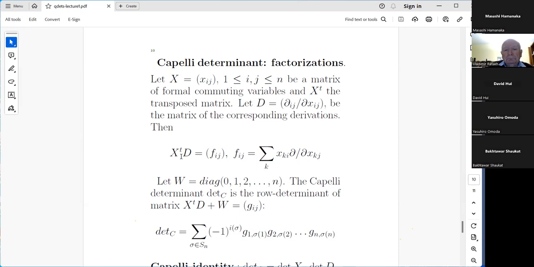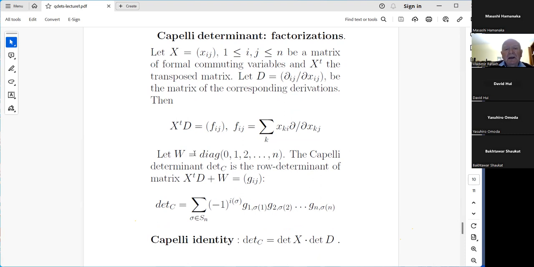Okay, now this is a matrix with non-commutative entries. So what is the determinant? Capelli actually suggested another, slightly different construction. He added to this matrix X^T a diagonal matrix: 0, 1, 2, and so on. Sorry, it must be n minus 1. Well, again, the misprint, n minus 1.